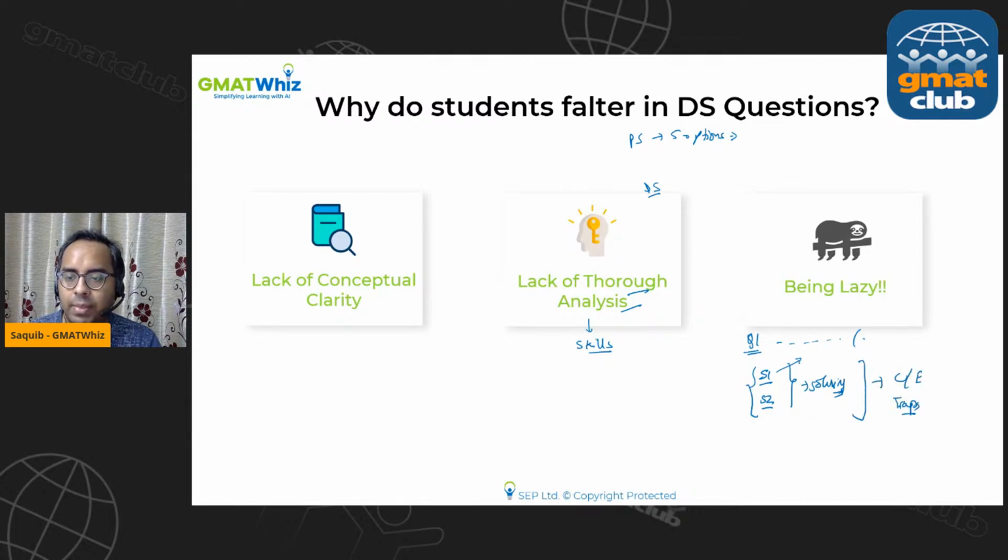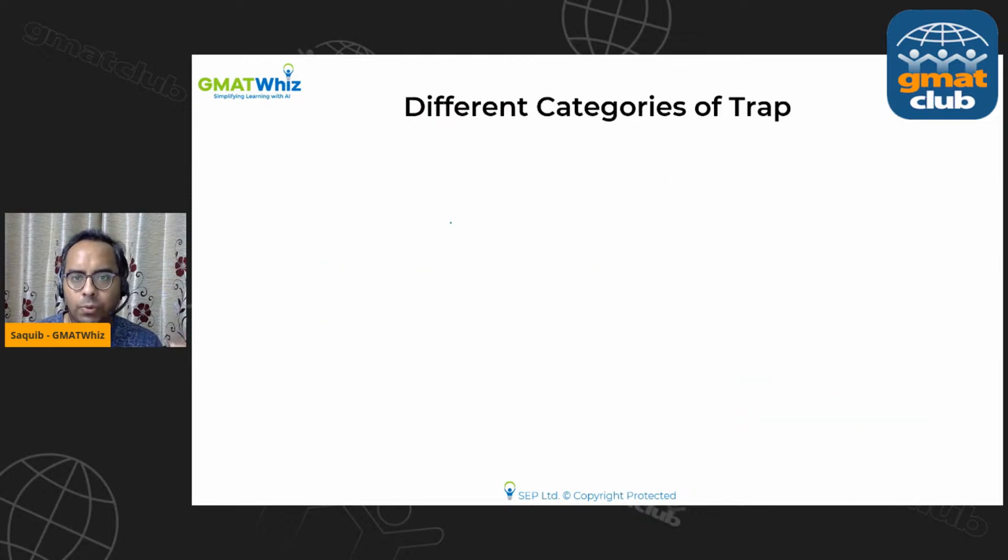When I say C traps, E traps, that means they would want you to mark C as the answer when C won't be the answer. Okay, they would want you to mark E as the answer when E won't be the answer. So these kinds of traps are also set in the exam, which obviously you need to take care of. However, since this webinar is solely about the different kinds of traps, I'm just going to focus on how the lack of analysis, or being lazy, or a lack of conceptual clarity might lead you to fall for a trap.